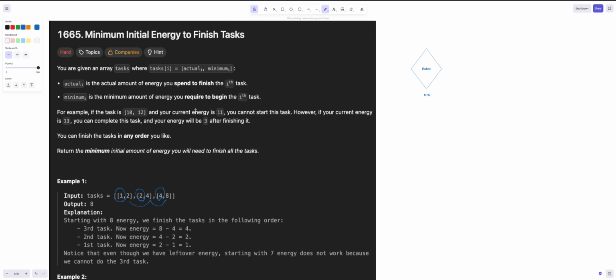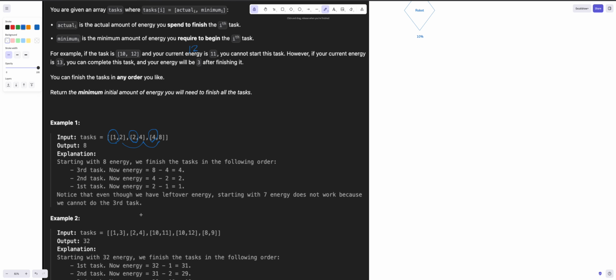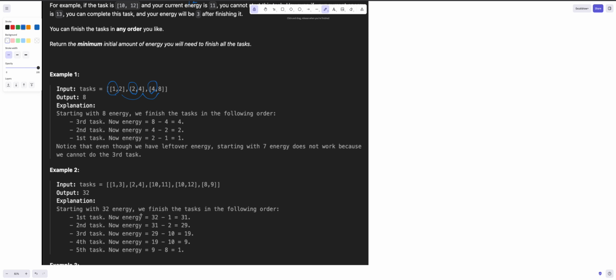Yeah, I think the example is missing one case in here. Let's say if we have the energy of 12, we don't know if we can start or not. But example 1 answered our question. If we have the energy of 8, we can finish up all these tasks and remain with 1 energy. Alright, let's move on to example 2.